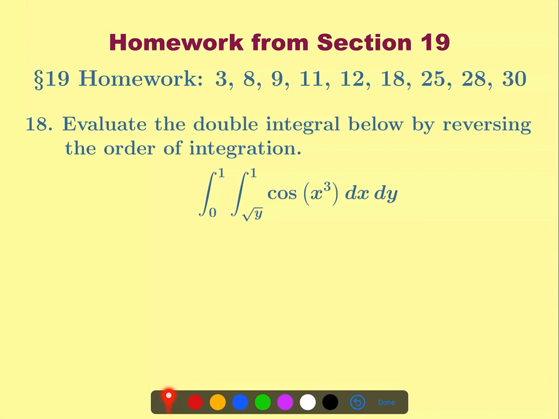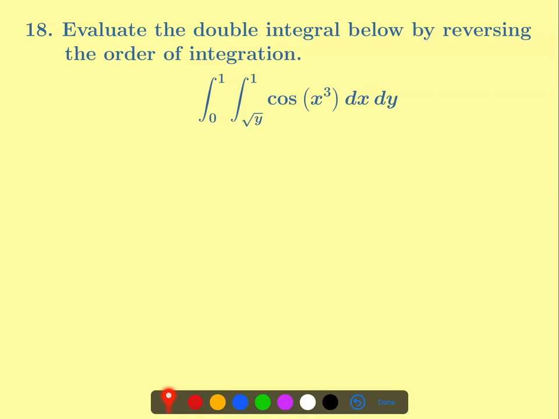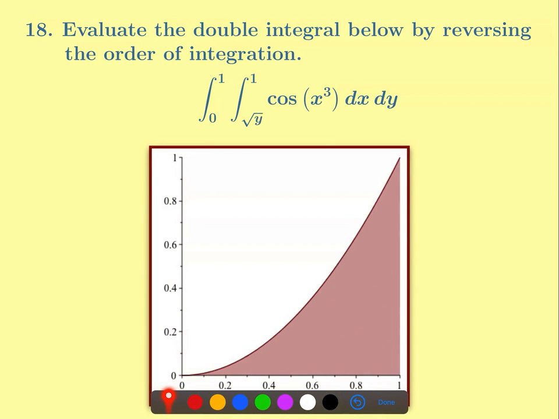We have y going from 0 to 1. For each fixed y between 0 and 1, we want x to go from the square root of y to 1. So let me show you the picture and explain where it came from. So again, y is going from 0 to 1. And then I want to imagine drawing a horizontal line and having x go from x equals the square root of y to x equals 1.